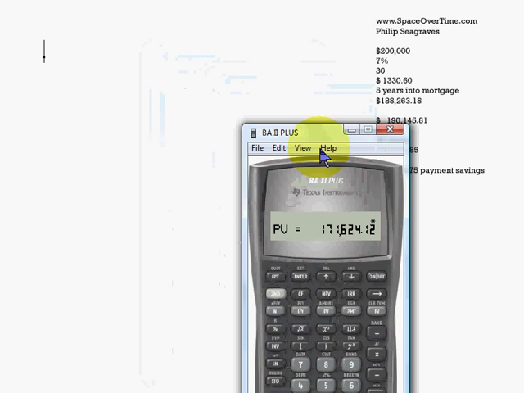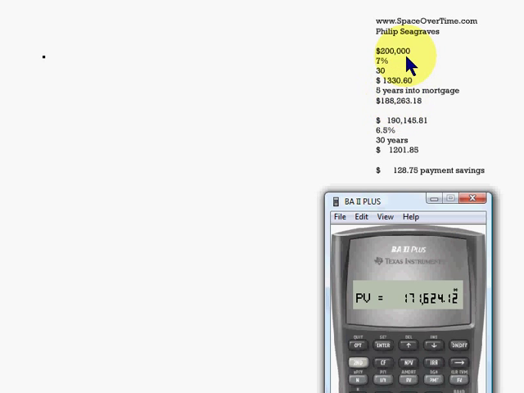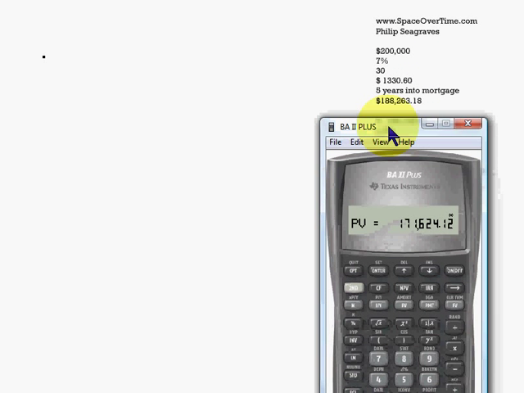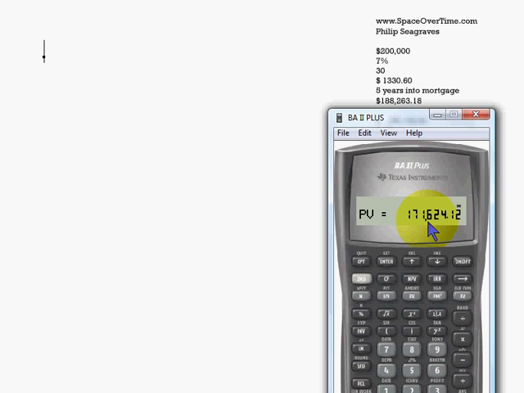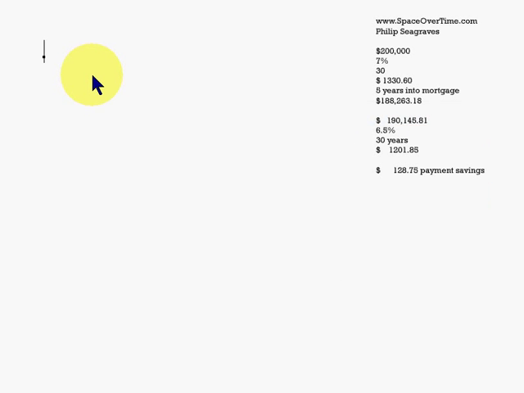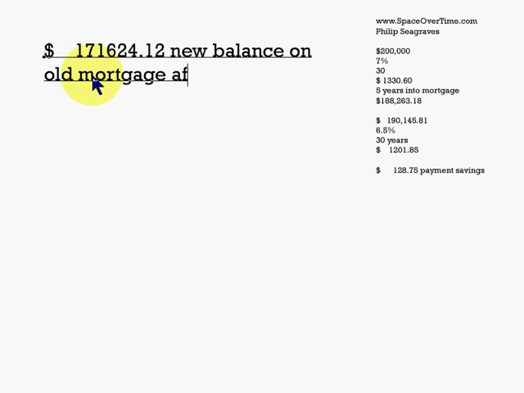All right, now after 5 years, our balance on the old mortgage was 188,263. Now the balance on the new mortgage is 171,624.12. All right, so the new balance on, let's say, our old mortgage after 10 years. Okay, so that's our balance on the old mortgage. We'll throw a comma in there so it's easier to read.